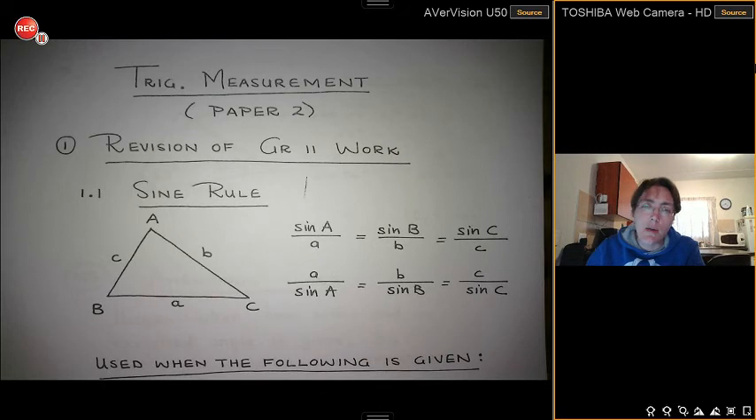This is basically a revision video on trig measurement, specifically looking at the sine, the cosine and the area rule. These notes are available on the Google Classroom.